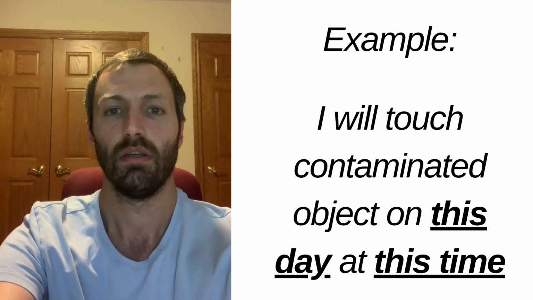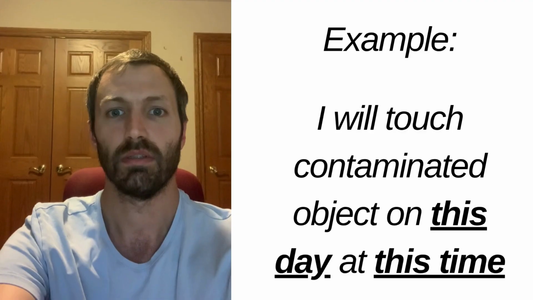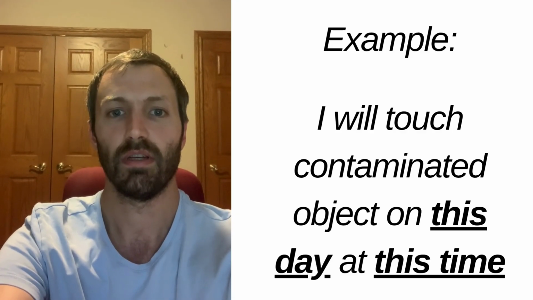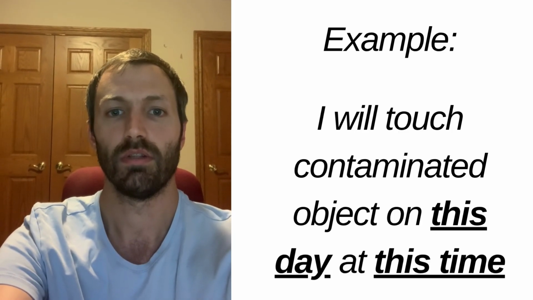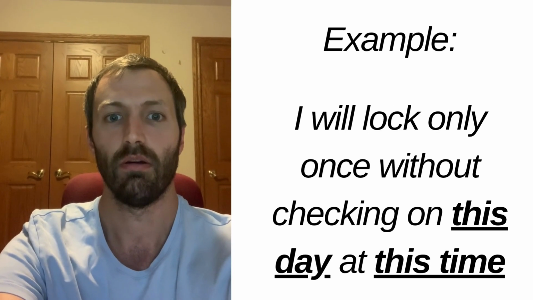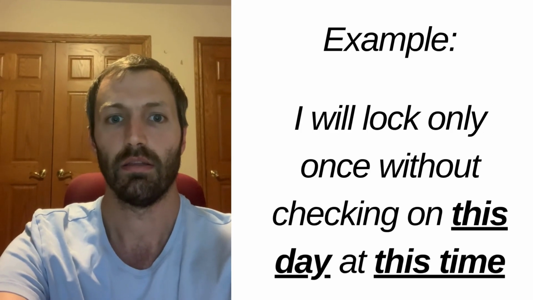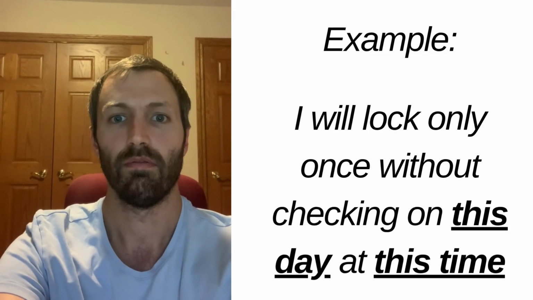For example, if you had contamination OCD, you would say, I will touch this mildly dirty object at this specific time on this specific day. As another example, if you had checking OCD, you would say, I will lock the door once without any additional checking at this specific time on this specific day, only if that's a 1 for you.